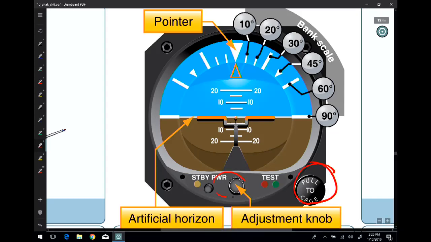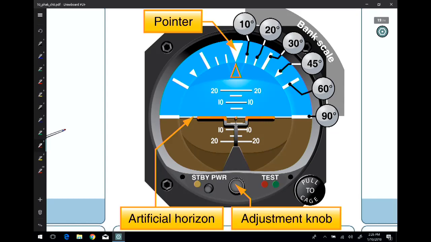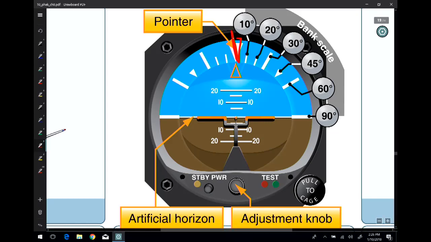This adjustment knob right here will adjust your airplane up and down based on where it needs to be. Once you have that set, you don't need to mess with it very often. And again, this is just using the old style of gyros that we have. Here's your pointer or your lubber line. Remember from the G1000, this is your indicator that gives you your bank indication here.